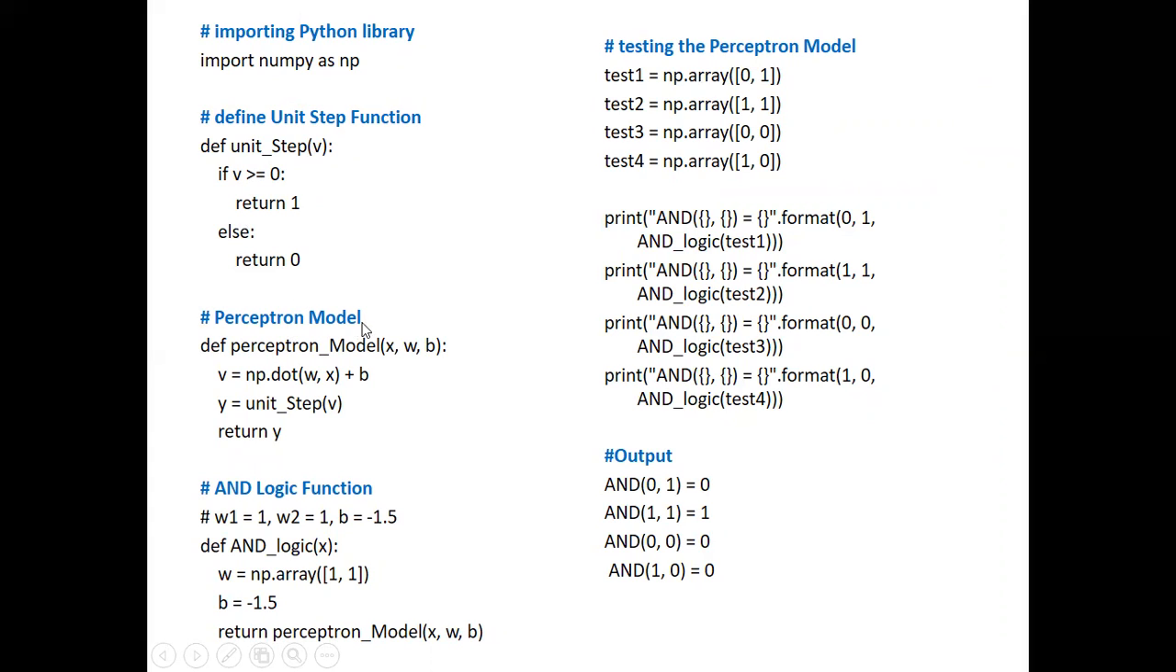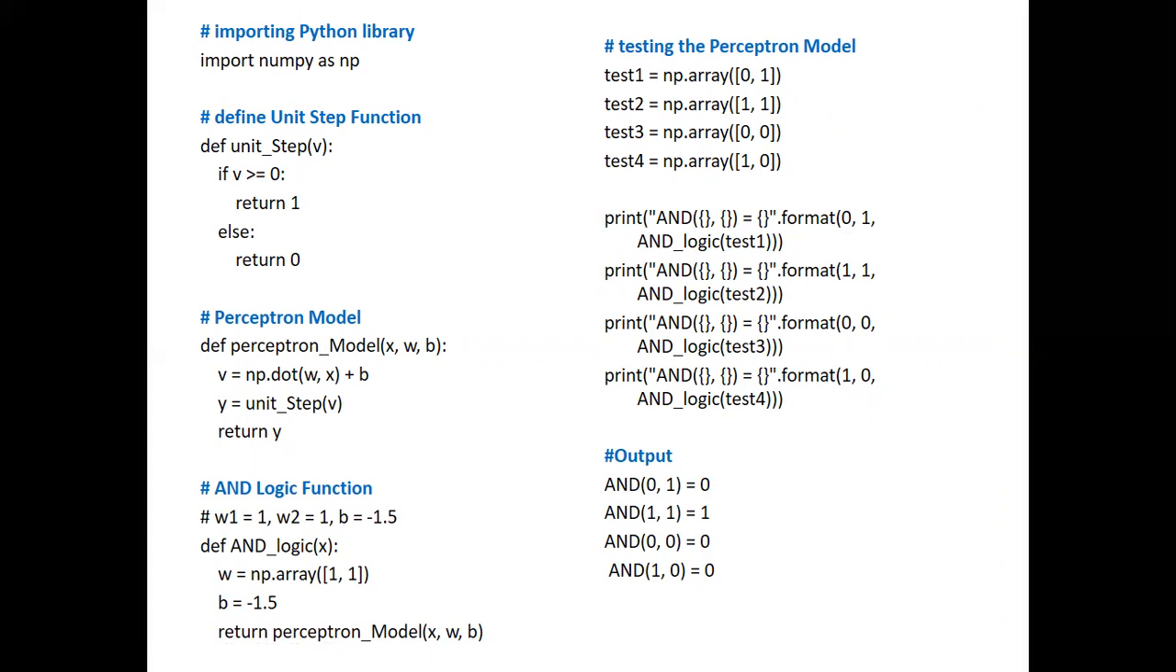Next, we have a perceptron model. So we define our model. What will our model have? It will have an input, a weight, and a bias. So: input vector, weight vector, and bias. How do we create v? v is nothing but our input function, which is given as an input to the step function.